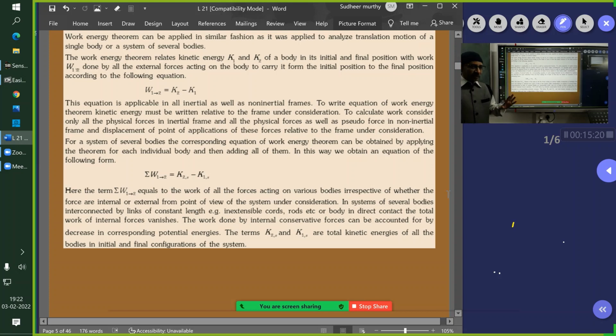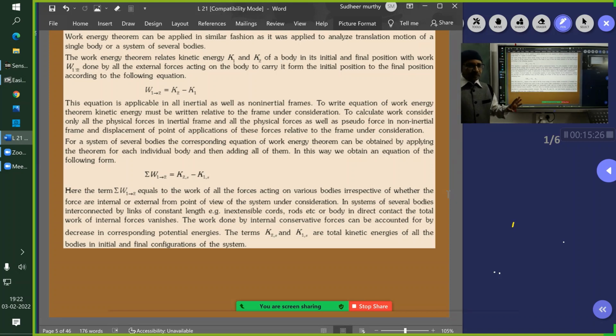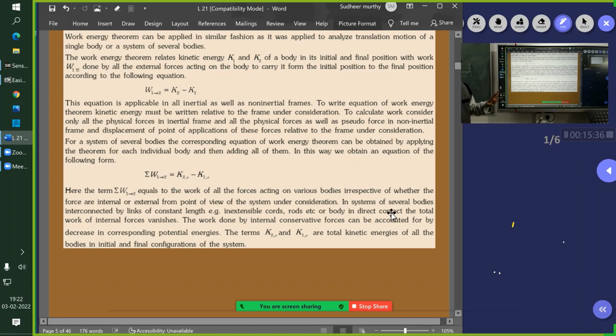See, internal forces, if you add, will cancel. But the work done by them, you have to take into consideration. Please keep this in mind. Work done on the system. See, supposing I am lifting this here.